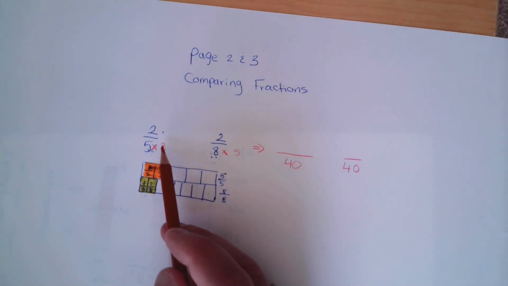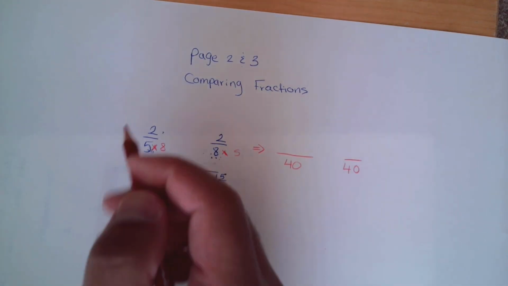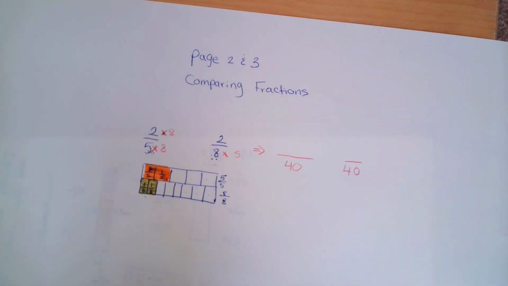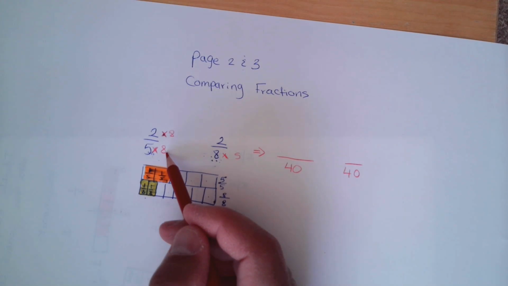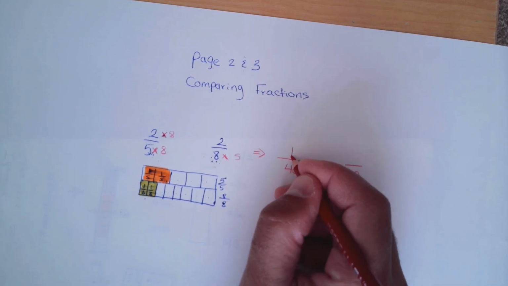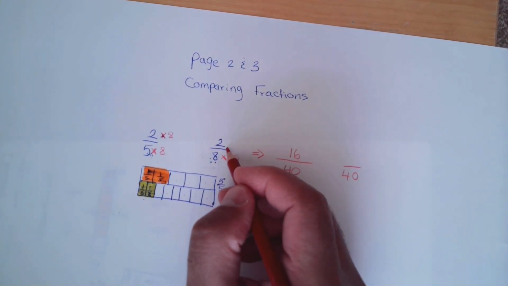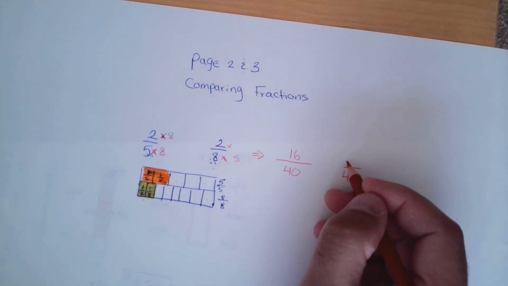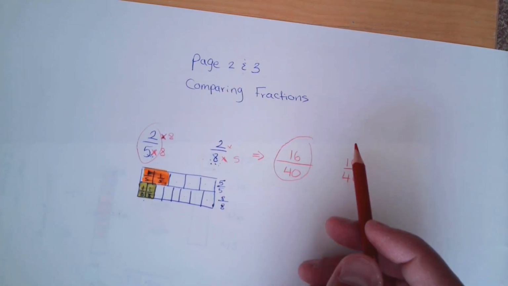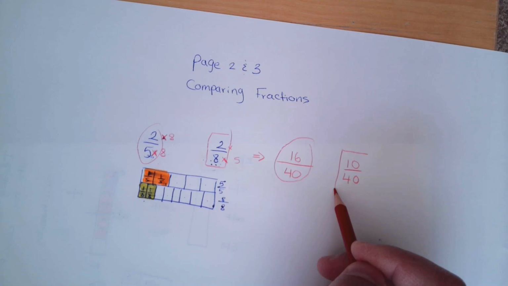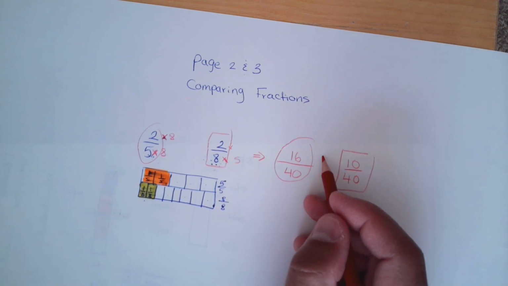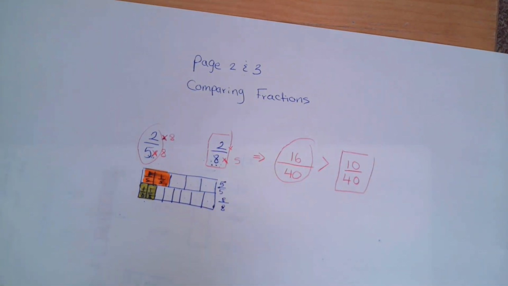So if we multiply 5 by 8, we have to find the equivalent fraction, the same amount of a fraction, but it is partitioned now in fortieths. So 2 times 8 is 16, right? So we're going to get 16, and 2 times 5 is 10. So 2/5 becomes 16/40, and 2/8 becomes 10/40. Which one has more pieces available? The 16/40, which is the 2/5.